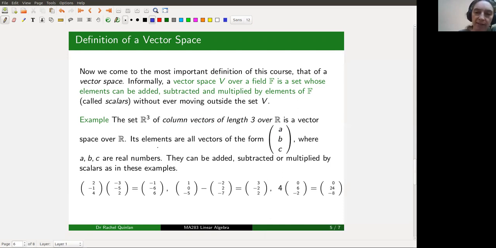The elements of this thing are all vectors with 3 entries, where the 3 entries A, B, C are real numbers. The assertion is that these things can be added to each other, subtracted from each other, or multiplied by real numbers. And the way that these operations are defined is illustrated in these examples. Oh, my apologies, there's a plus missing there.